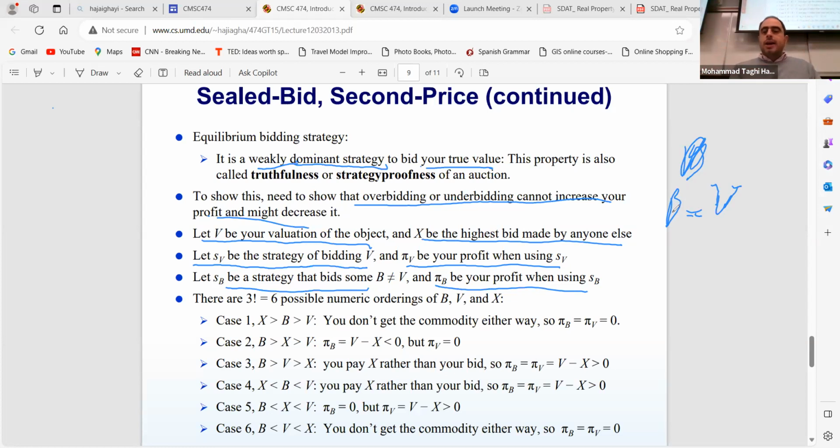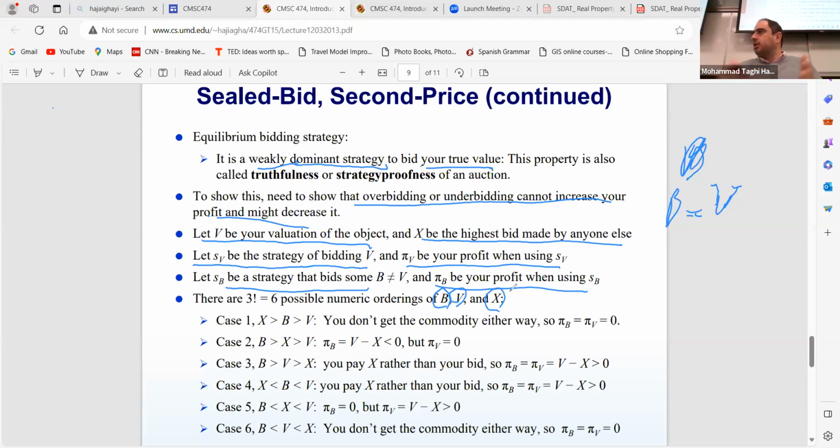Okay. Now, there are three important factors that we are talking about: B, V, and X. What was X again? The highest bid made by anyone else. There might be lots of people, so it is the highest bid among the others. So then we only need to consider B, V, and X.